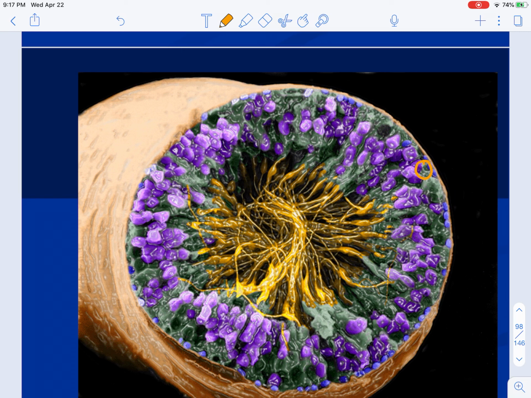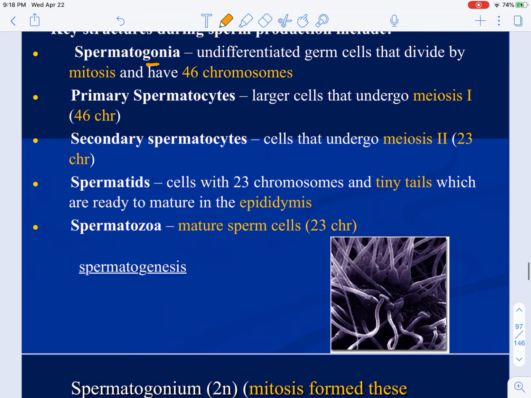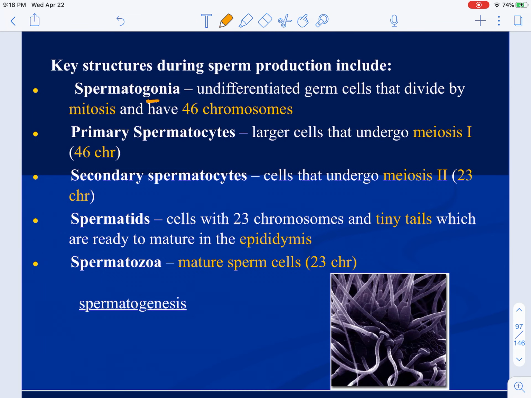Remember that it's the seminiferous tubules in the testes where spermatogenesis happens, and our spermatogonia would be the cell on the edge, and then meiosis 1 and meiosis 2 will happen here until you get the sperm formed, these little yellow guys with tails, that will be able to swim up the seminiferous tubules and end up in the epididymis to mature. So this is where we're talking about sperm production in the seminiferous tubules of the testes.